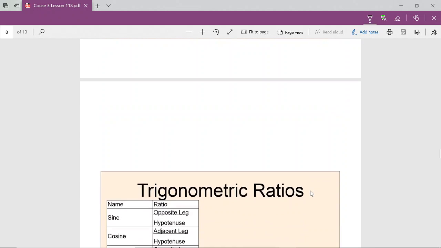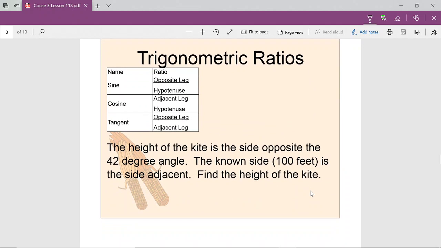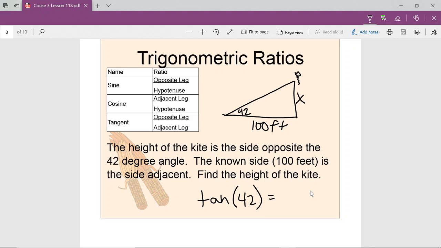Okay, and let's just do it one more time with this one, and let's draw a picture. So it says the height of the kite is the side opposite the angle of 42 degrees. So we have this triangle here, 42 degrees, and we have this kite up above, and we're trying to find this side length here to find how high the kite is in the air. And we also know that the side that is adjacent is 100 feet. So if I'm using an opposite side and an adjacent side, I should be using tangent. So tangent of 42 degrees is that opposite side x over 100 feet.